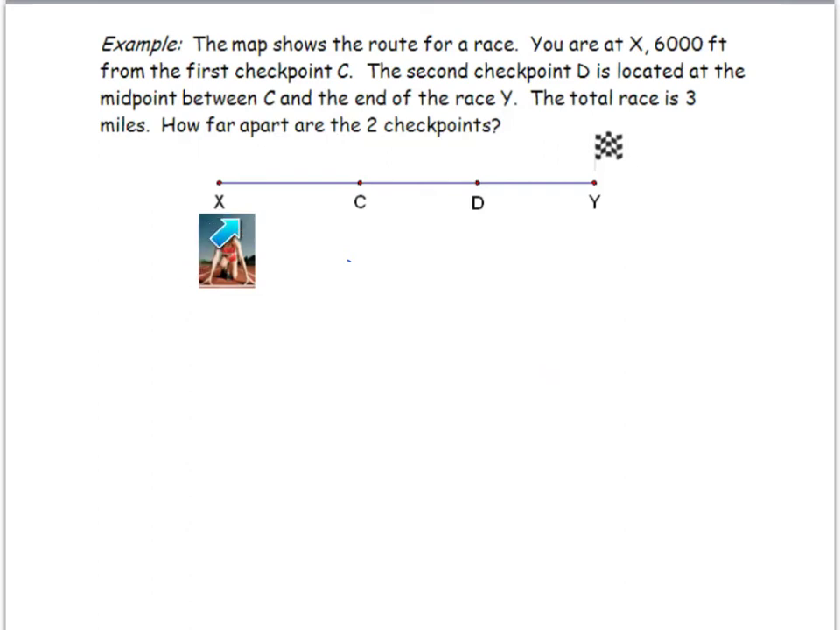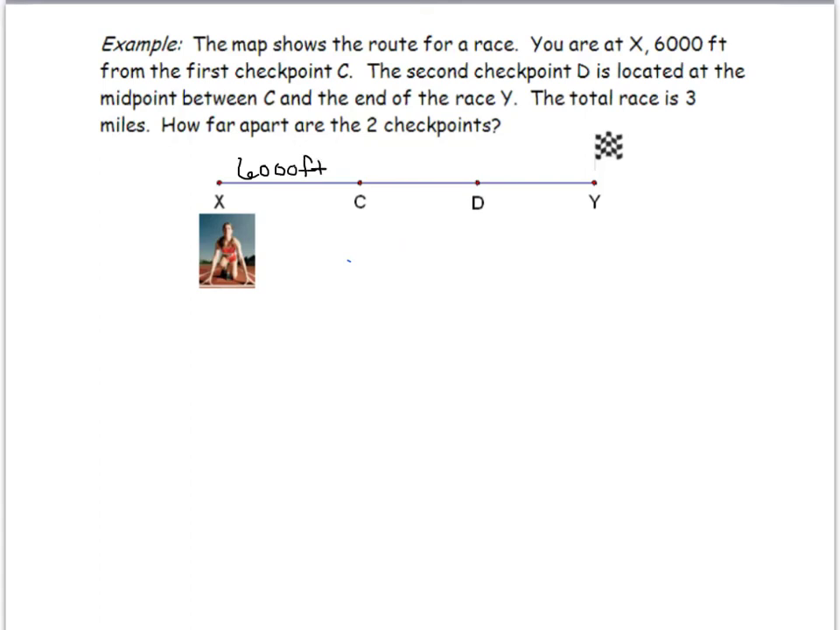6,000 feet from the first checkpoint, so that's 6,000 feet. The second checkpoint D is located in between C and Y. The total race is 3 miles, and then they want to know how far apart are the 2 checkpoints. So they want to know how far apart are C and D here. Okay? First things first, let's label. You're here, C's there, so this is the 6,000 feet right here.